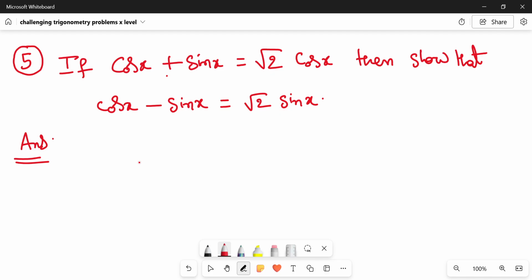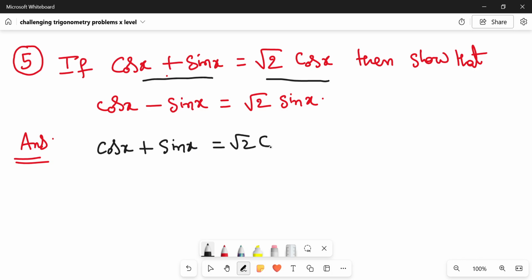So let's see the fifth question. The question is like this. It is given that cos x plus sin x is root 2 cos x, and you got to show that cos x minus sin x is root 2 sin x. It is pretty simple. What we have to do is, cos x plus sin x, we write like this, and then you have root 2 cos x. Let's write up the equation. And what I will do is just swing the cos x onto the other side.